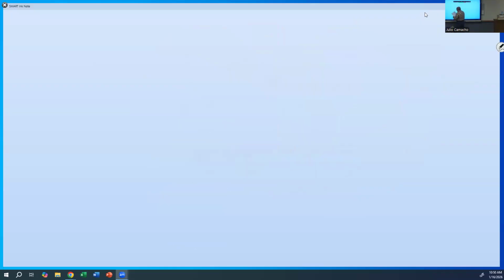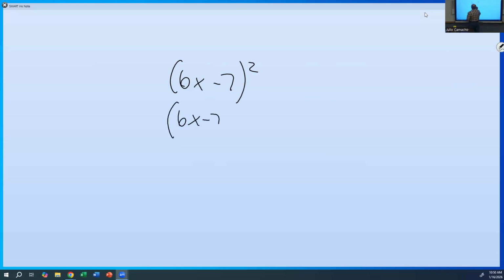Let's do what happens if you have 6x minus 7 to the second power. Again, that is equal to 6x minus 7 times 6x minus 7. So it's both at the first power. You multiply 6 times 6 is 36. You put your x, you add the power, 1 plus 1 is 2.